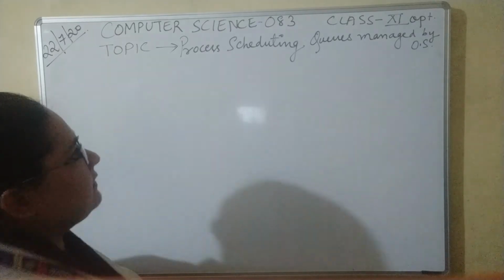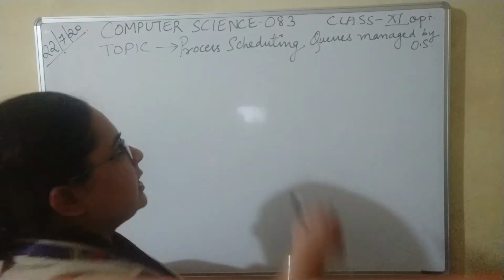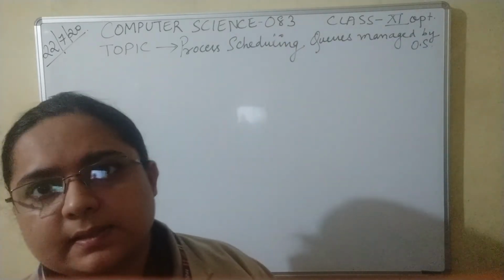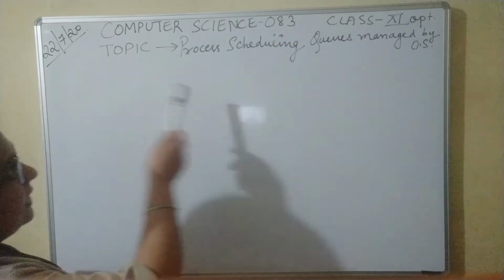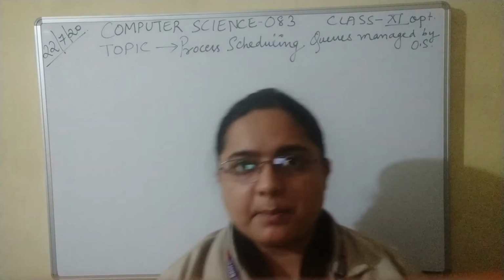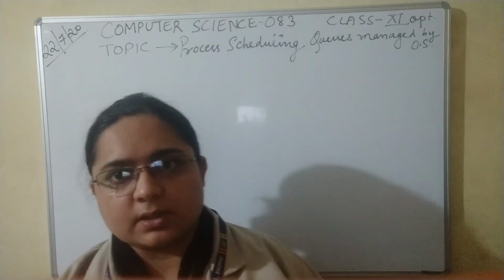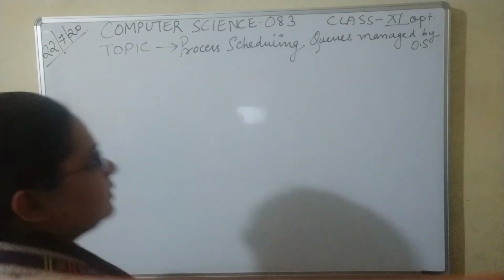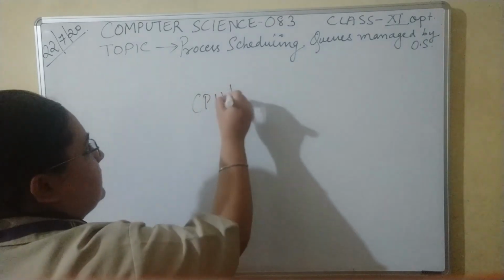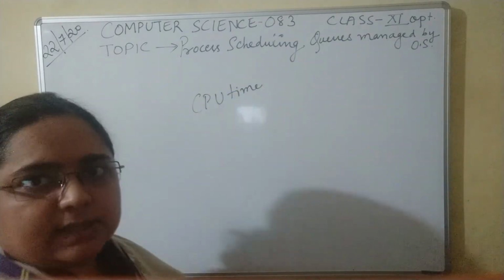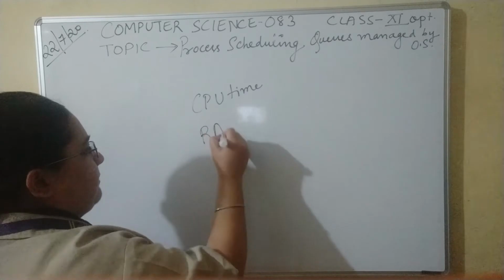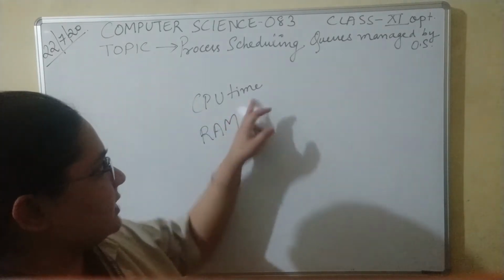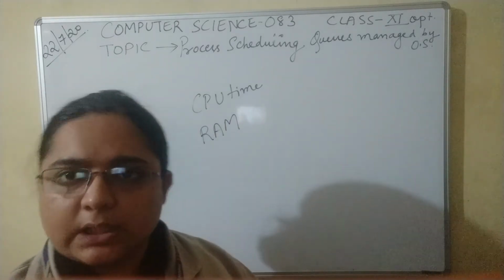In this class today we are going to study about process scheduling queues managed by the operating system. We all have already studied what is a process. A process is a program in execution, and we all know that a process uses a very important resource of the computer, that is your CPU time, as well as RAM. We already know that every process uses these two important resources of the computer.